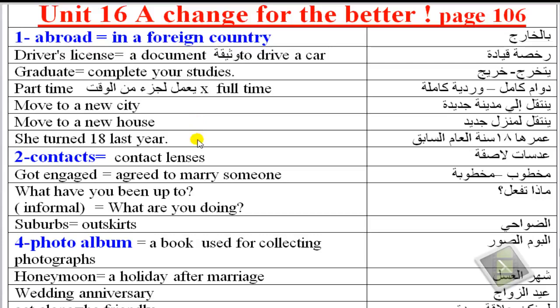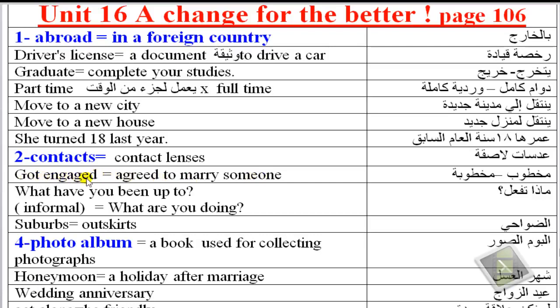2. Contacts. British, contacts. American, contacts. Contact lenses. Contacts, a short word, abbreviated word for contact lenses. Got, American, got. Engaged. Got engaged. T soft D between O and E. Got engaged. Agreed to marry someone.